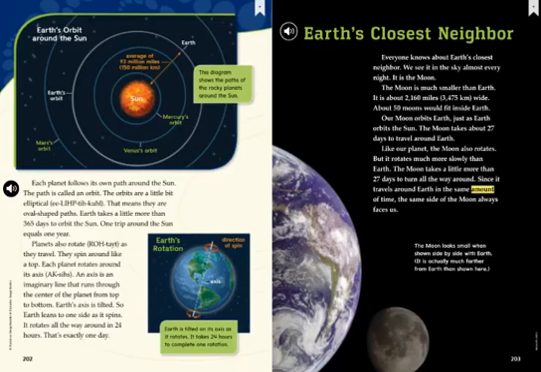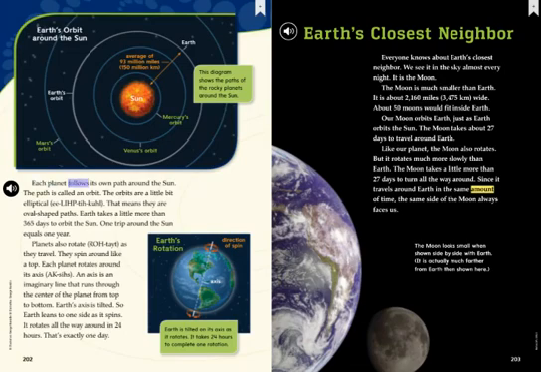Hi, third grade. We are back with the second half of our anthology text, Earth. Last we met, we were reading a lot about what makes Earth special. Let's continue reading and seeing what else we can learn about Earth and our solar system.